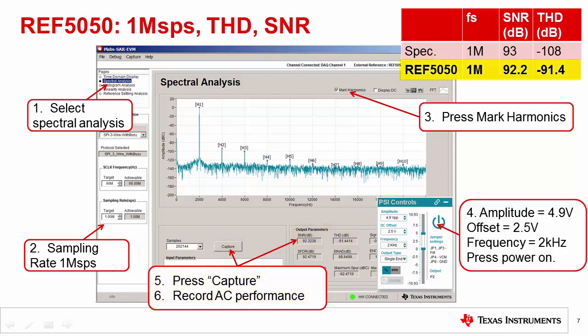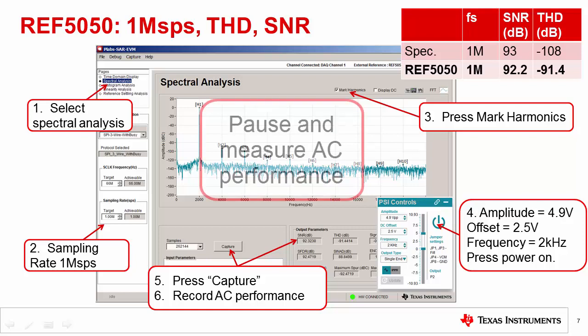When using the REF5050 at 1 megasample per second, you can see that the THD is significantly degraded compared to the datasheet specifications. In this example, the THD is negative 91.4 dB, whereas the datasheet specification is negative 108 dB. Also, you can see in the FFT that the harmonics are quite large. You may pause and measure the AC performance.